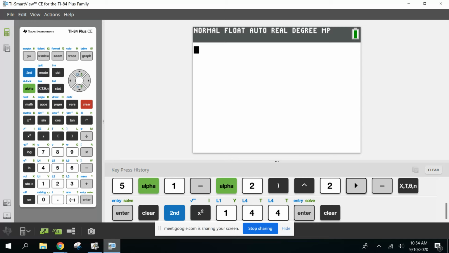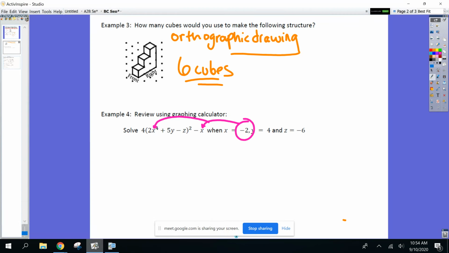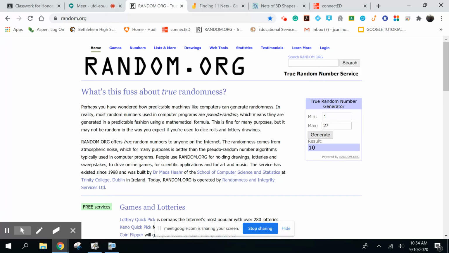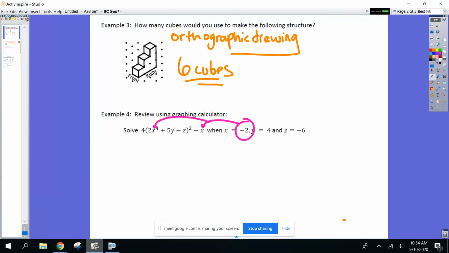First thing, I need to go back and remember here. Number 19, what did they ask me to plug in for x? Owen, what did they ask me to plug in for x?